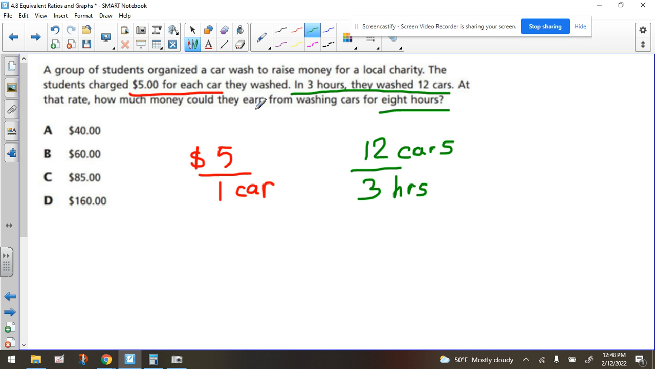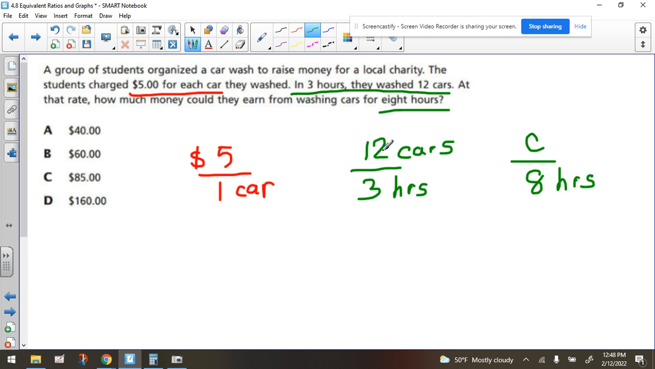Now they want to know how many cars they're washing for 8 hours, and they want to know how much money they're going to make. So in other words, how many cars in 8 hours? All right, now if you look at what I have written in green, I think that's a good thing to start with. You don't have to do it that way, but you can start with that.